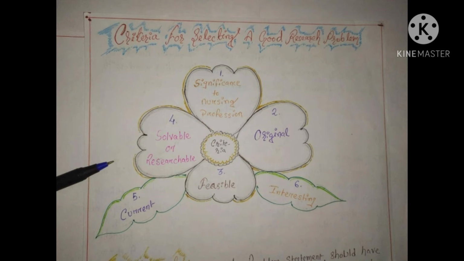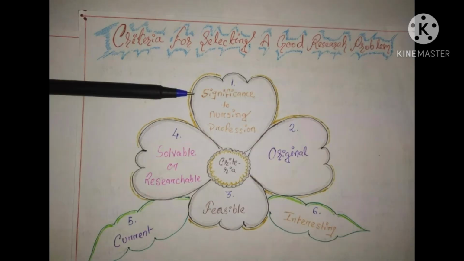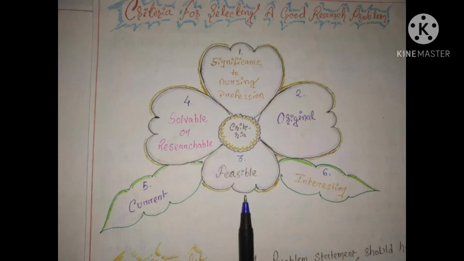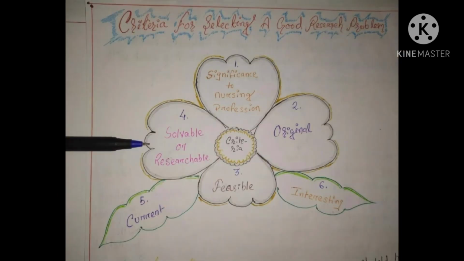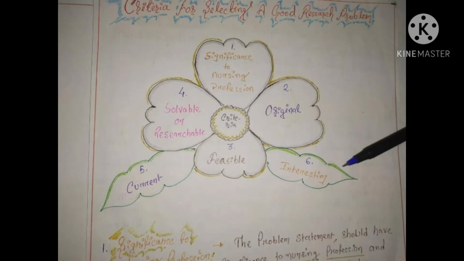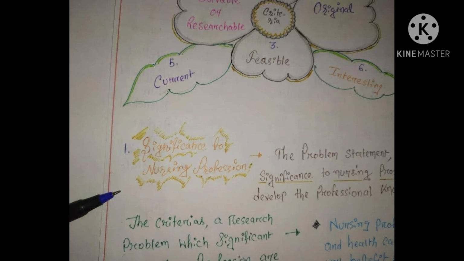Okay, so there are 6 criteria. Let's understand one by one. First one is significance to nursing profession. Second one is original. Third one is feasible. Fourth one is solvable or researchable. Fifth one is current. Sixth one is interesting. Okay, now let's see the first one.